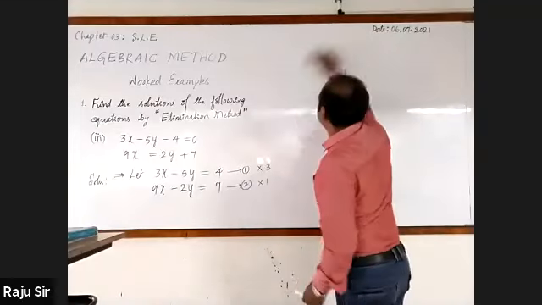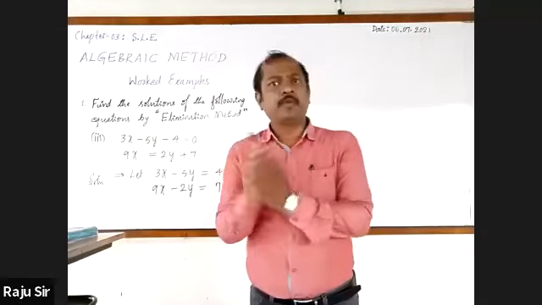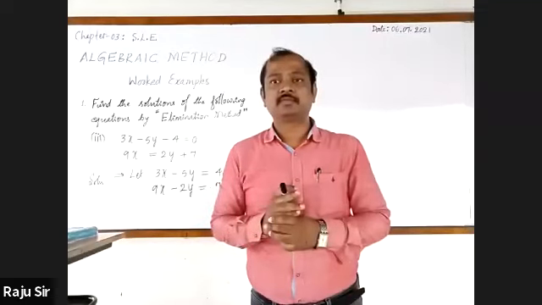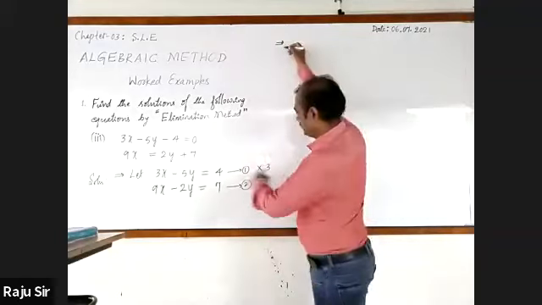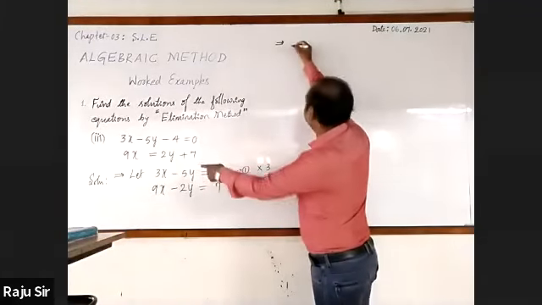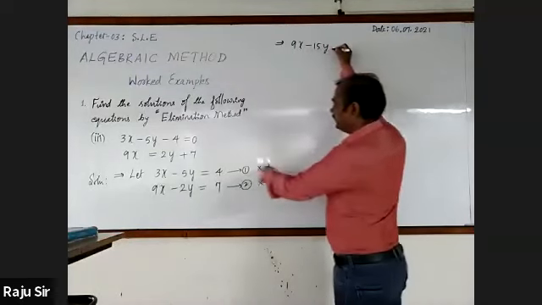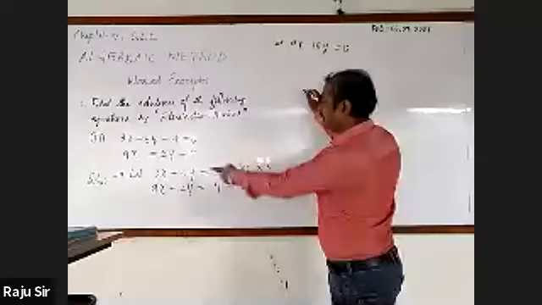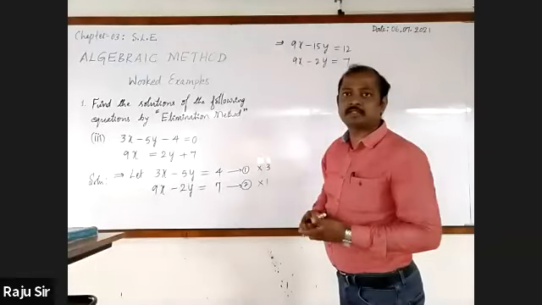Let's write the equations. However you may follow, we want the same coefficients. Multiply the first equation by 3: 3 3s are 9, 9x; 3 5s are 15, so minus 15y; 3 4s are 12, so 12. Next, the second equation by 1, so 9x minus 2y is equal to 7 as it is.